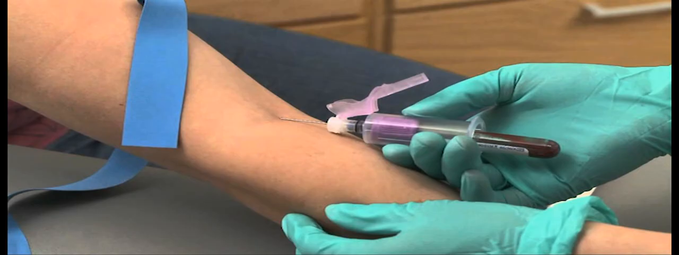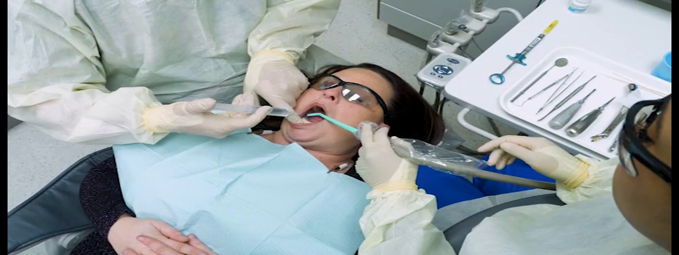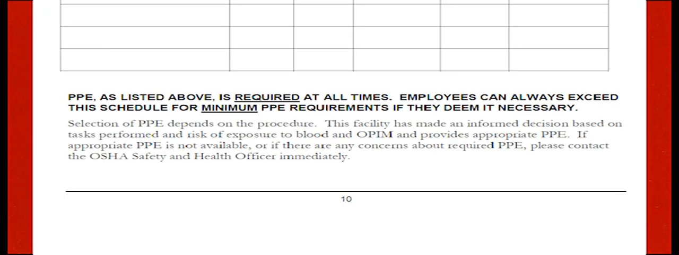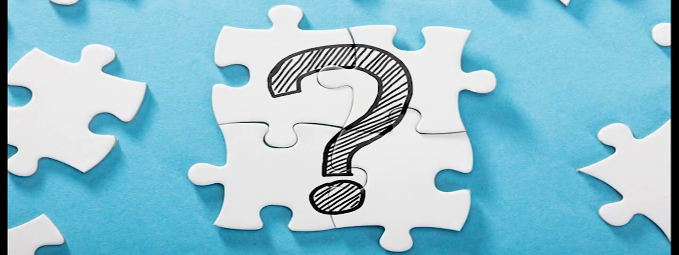Most procedures will be gloves only, but if there's a chance of splatter or splashes, or it's an aerosol generating procedure, additional personal protective equipment would be necessary to keep you safe. Keep in mind, these are minimum requirements that your employer has established. You always have the option to wear additional PPE if you feel a situation or procedure calls for it. If you have questions about your facility's policies on personal protective equipment, talk to your safety and health officer.